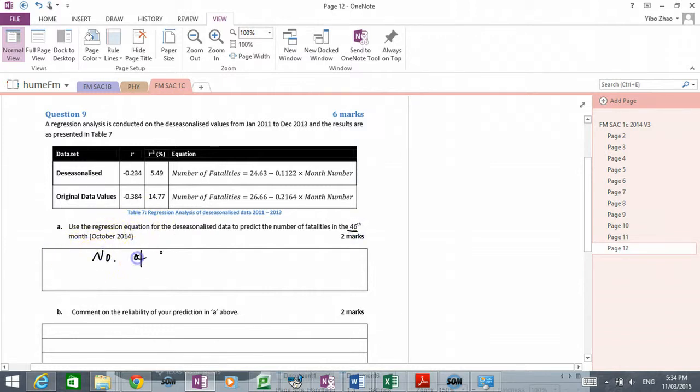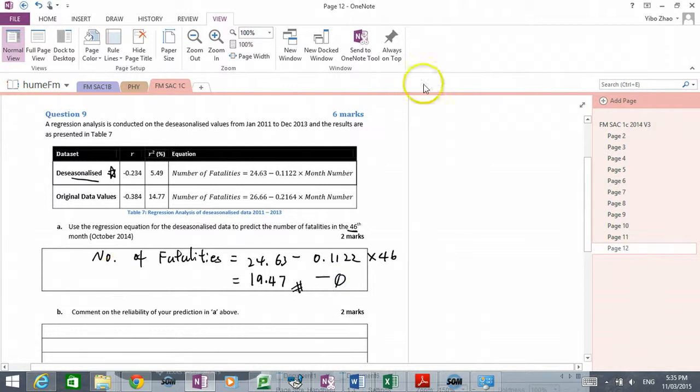The number of fatalities is going to be 24.63 minus 0.1122 times 46. Type it in my calculator, it's going to be 19.47. But just remember, this is the deseasonalized value, not the actual value. You get 1 mark for writing this down.